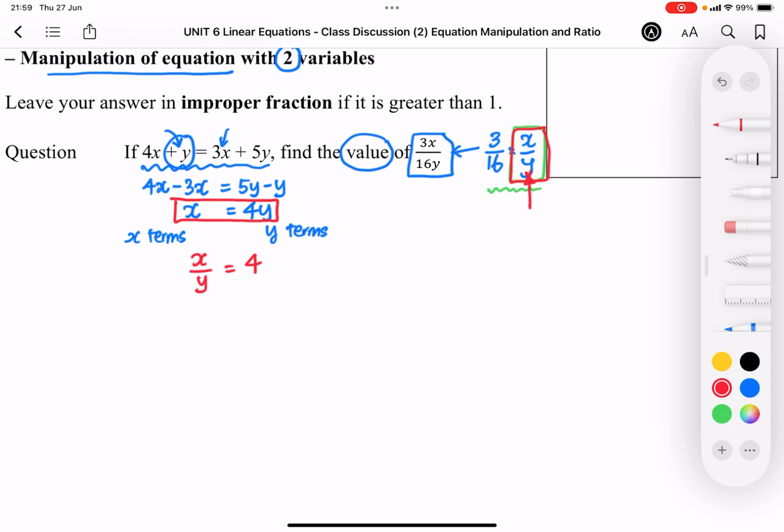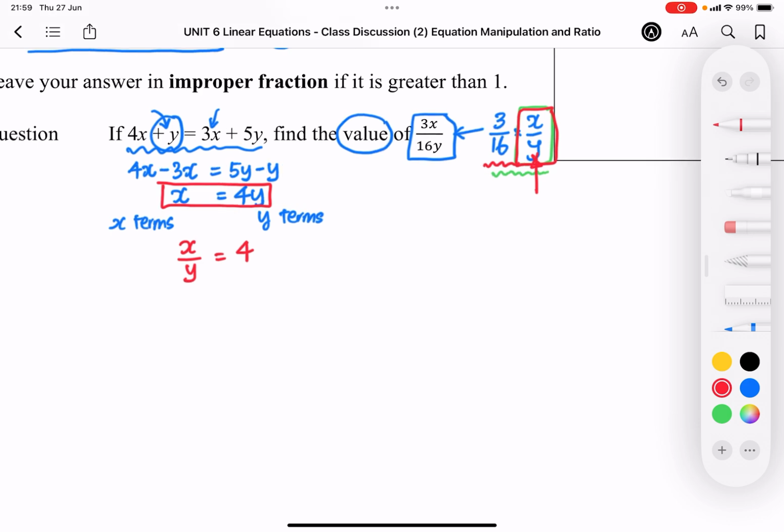Now, next thing, we need to find 3 over 16 times x over y. So 3x over 16y is the same as saying 3 over 16 times 4. And now we simplify, and the answer is 3/4.